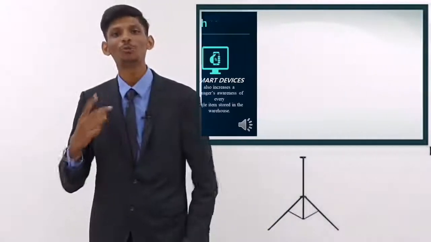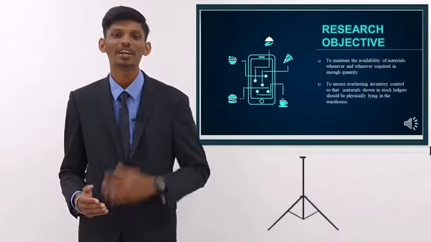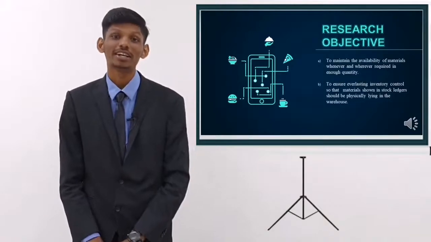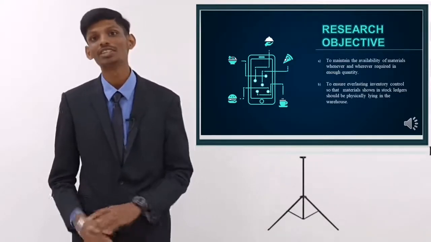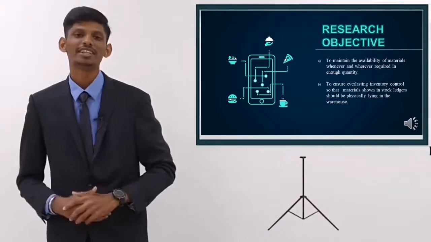Inventory Doc meets two main objectives. The first is to maintain the availability of materials whenever and wherever required in enough quantity. The second objective is to ensure the everlasting inventory control as shown in stock ledger physically lying in the warehouse.